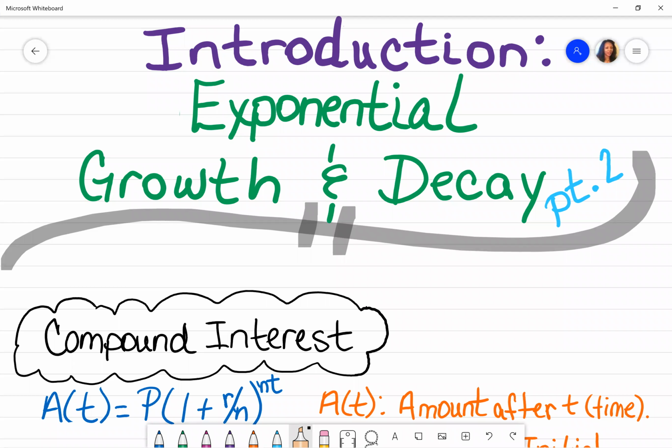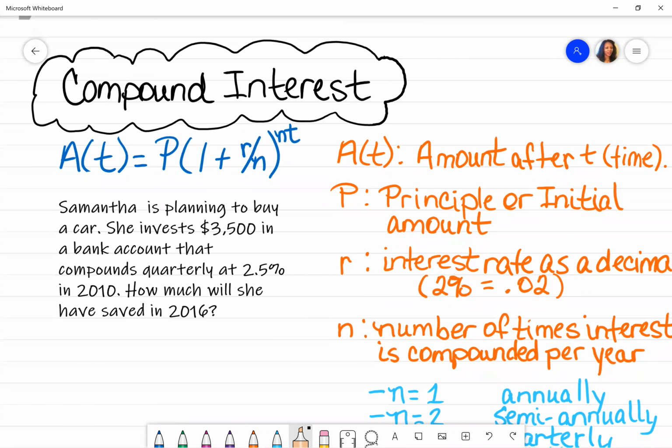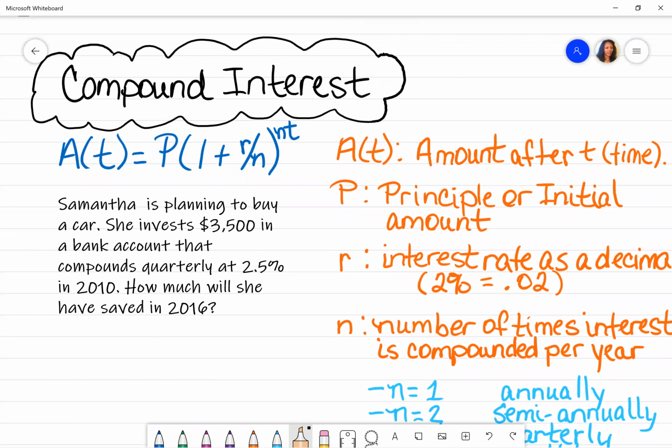Okay, this is the second part of the Exponential Growth and Decay video series. I would like to now talk about compound interest. So if you see that your word problem is referring to money and it specifically talks about compounding interest, then you will be using this formula that's shown, that's highlighted.